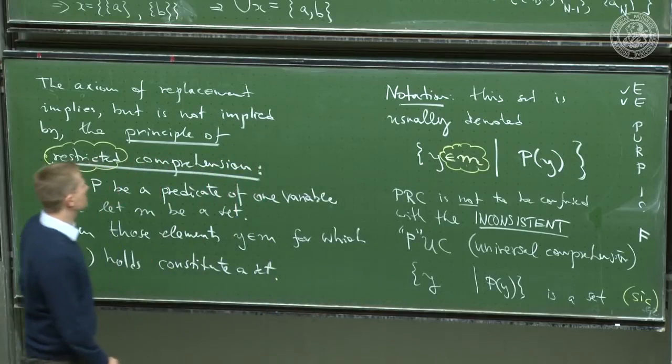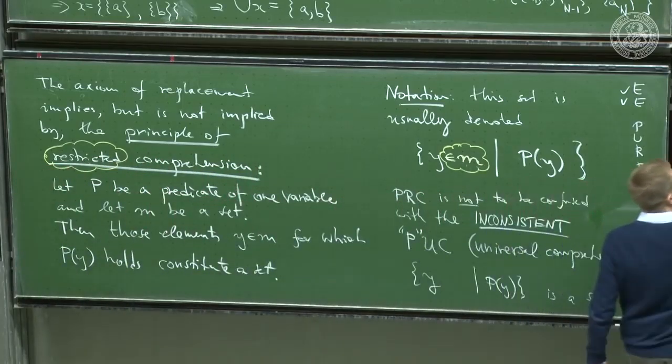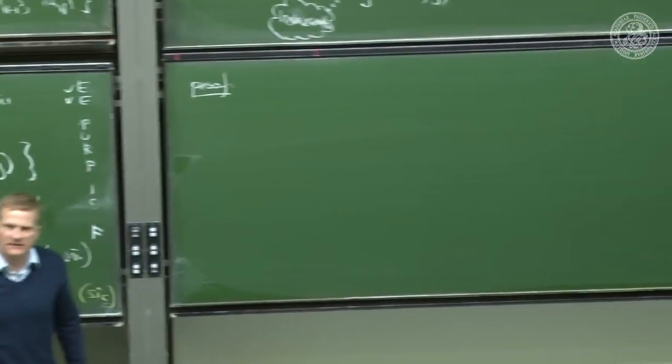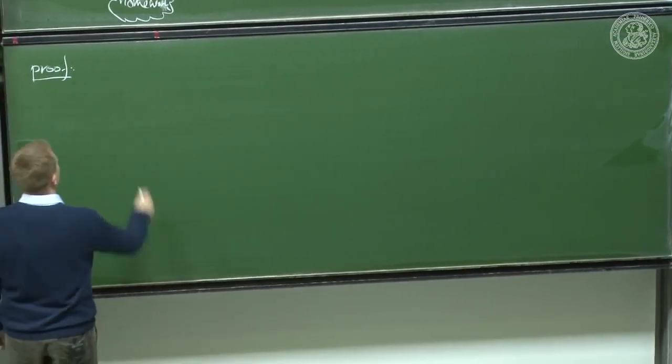Okay, so this is the principle of restricted comprehension. Well, we need to prove it. Proof. From the axiom of replacement. Well, that proceeds as follows.